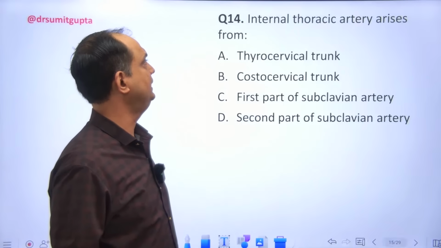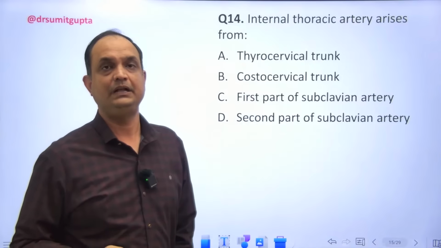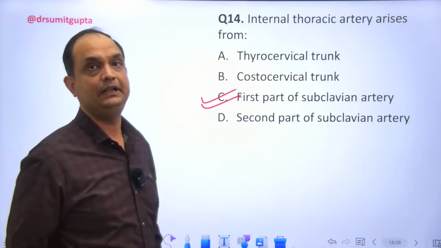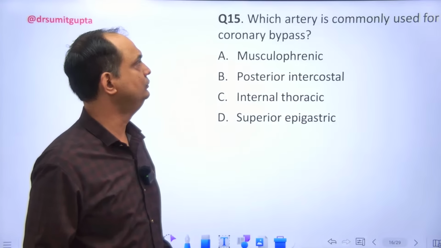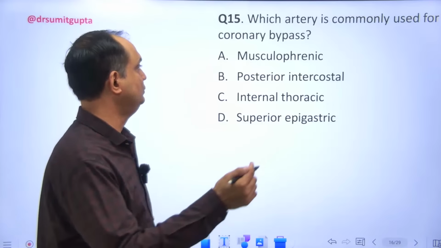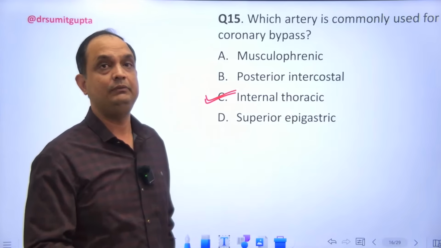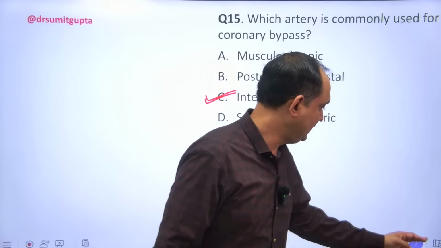Now, the internal thoracic artery arises from... So it is a direct question. You know that it is a branch of the subclavian artery. But which part? The first part of the subclavian artery. Now, the next question is which artery is commonly used for coronary bypass? In coronary bypass, we use the internal thoracic artery. The distal end of the artery will be mobilized towards the coronary areas where you want to implant it.